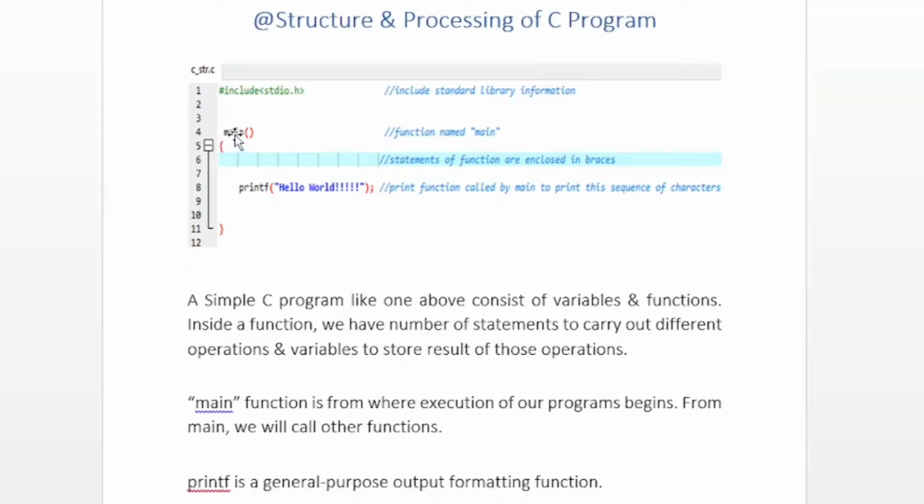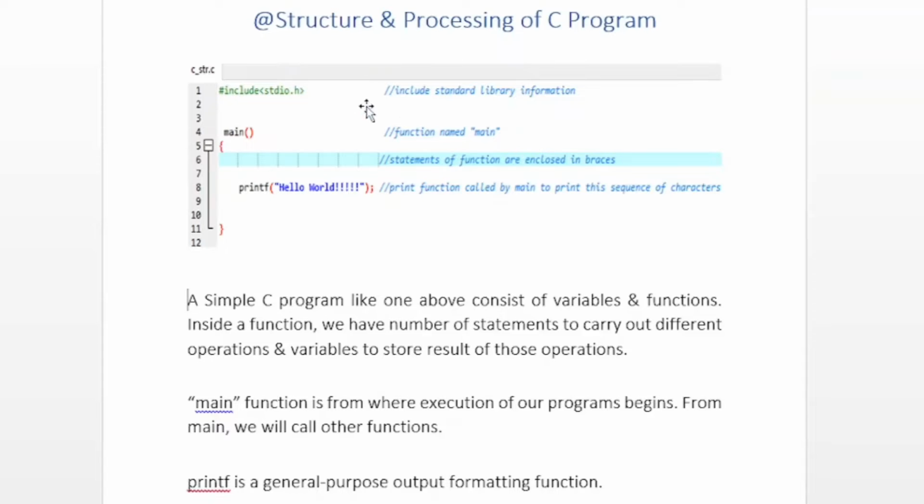Then comes the main function. This is a function named main, and inside these curly braces we have the main function body. In a C program, the execution starts from the main function. The starting point is the main function, and from the main function we will be calling other functions also. Like here the starting point is the main function. From the main function I will be calling the printf function to print the output onto the screen.